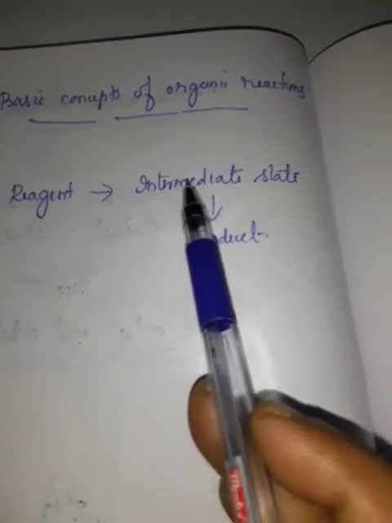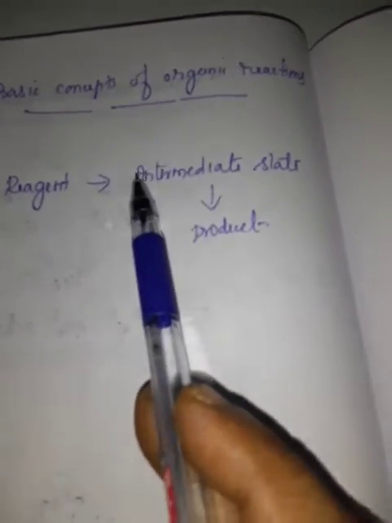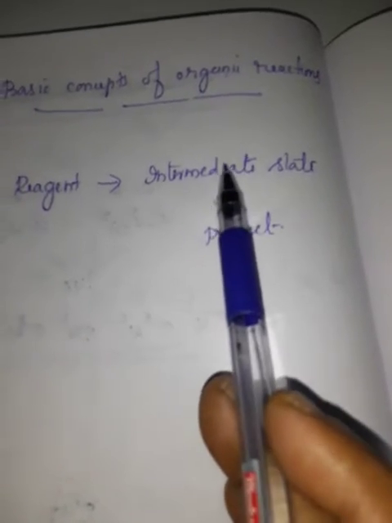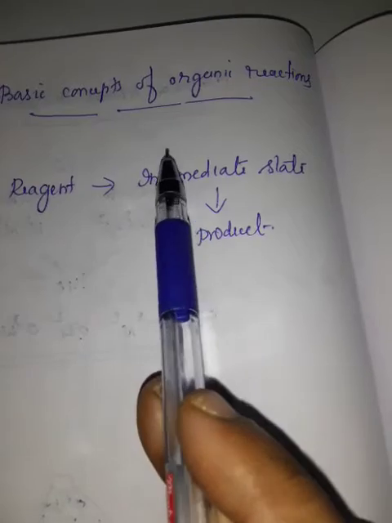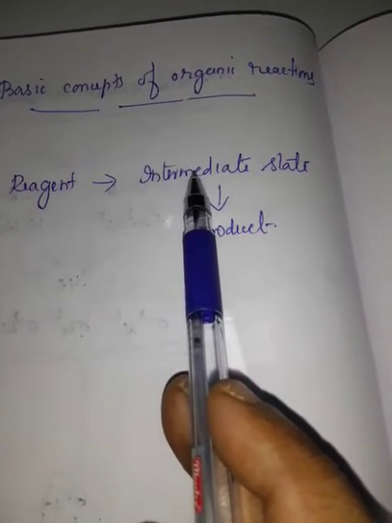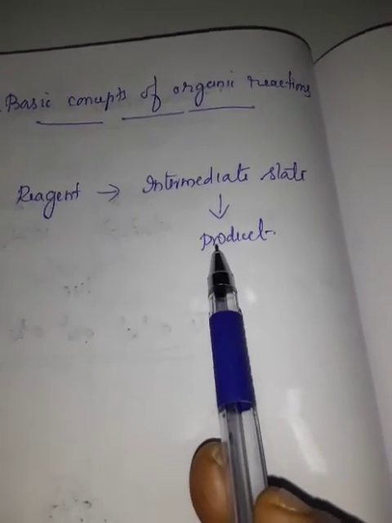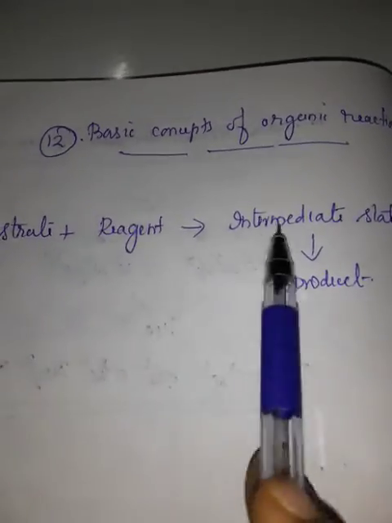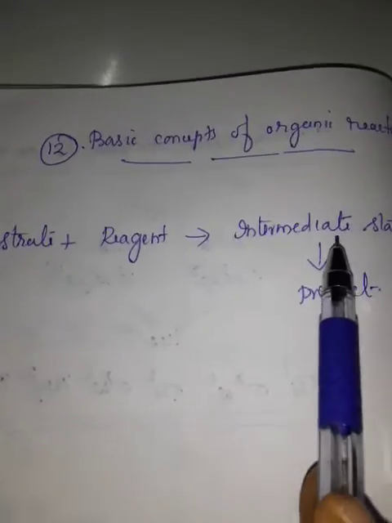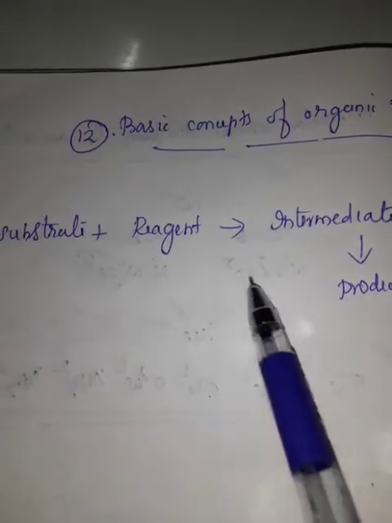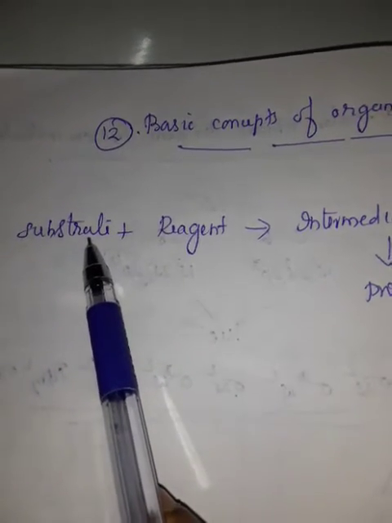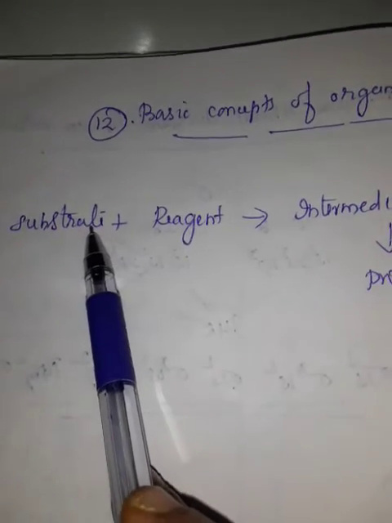between. Inter means between the reactant and the product. An intermediate state: its lifetime is very short, so it will not live for long. At once, it will give the product. This is the general format of a reaction in organic chemistry. So here the substrate is like the reactant.